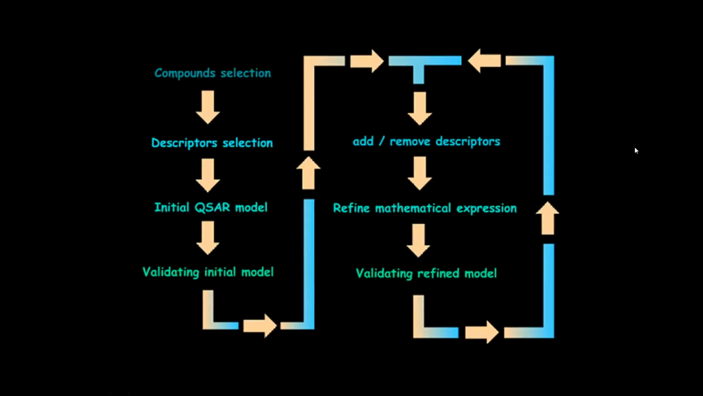This is the QSAR pipeline, where first you find the list of compounds and their anti-cancer activity, and then you calculate the molecular descriptors using open source tools. Then you build the QSAR model. So how do you validate the initial model? Your expected or experimental value should match the predicted value. If it is matching, very good, your model is very good. Still, you can optimize the mathematical model by adding and removing descriptors. You can refine the mathematical expressions, and then you can get a better bioactivity prediction.